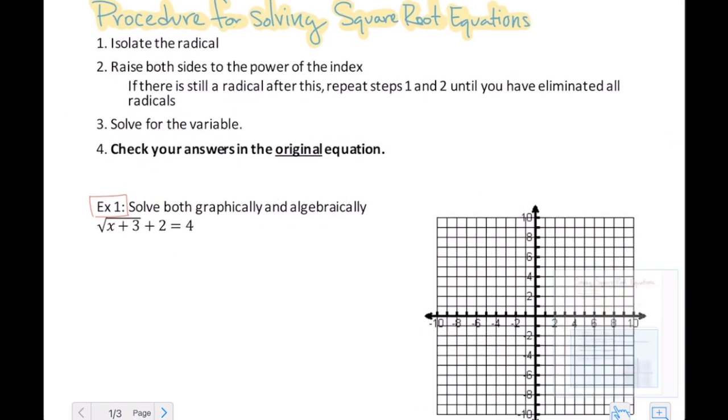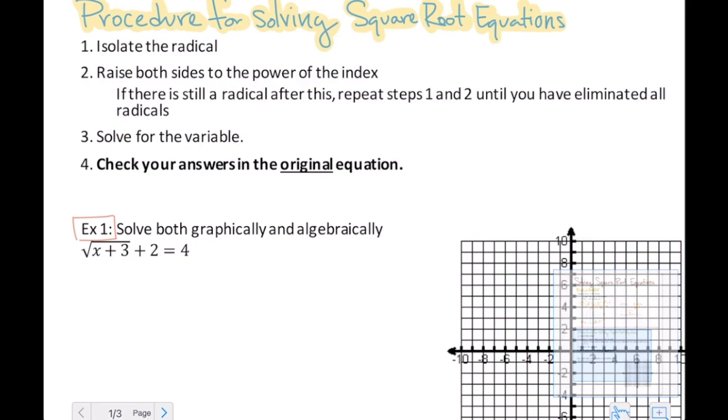So first, just good step-by-step instructions for how to solve square root equations. The first thing you want to do is isolate the radical. If you have more than one radical, you need to try to get one radical per side. After that, you're going to raise both sides to the power of the index. So if it's a square root, you're going to square. If it's a cube root, you're going to cube, and so on. And then finally, you're going to solve for the variable.